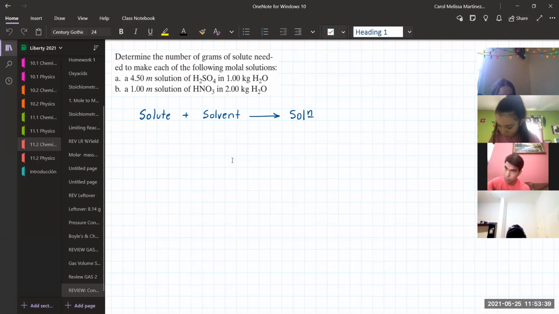So in part B, which one is the solute? Is it nitric acid or is it water? HNO3, exactly, Gerald. Okay, so the solute will be nitric acid, HNO3, and the solvent is going to be, therefore, water. I recommend that every time you see a solution that involves water, water will most likely be the solvent.